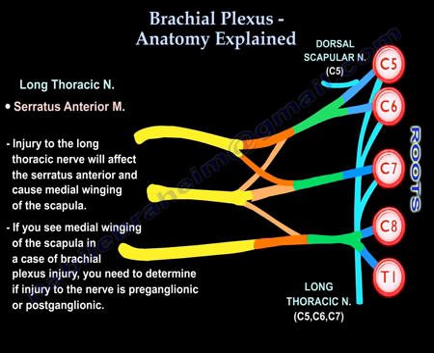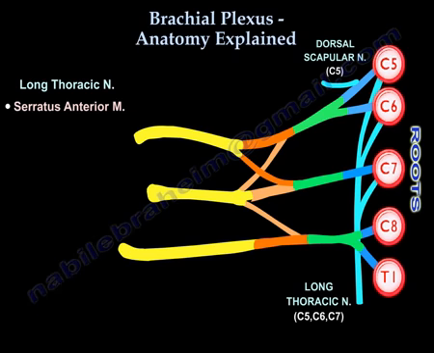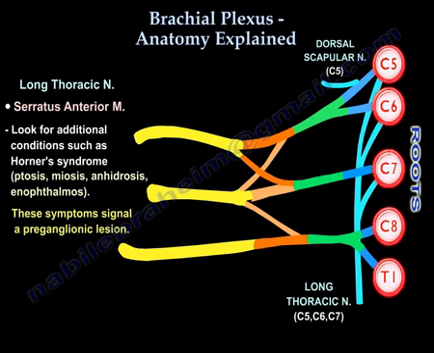If the serratus anterior is affected, you get medial winging of the scapula. If you see a medial winging of the scapula in a case of brachial plexus injury, you need to determine if that lesion is preganglionic or postganglionic. So you're going to look for additional things like Horner's syndrome, which is ptosis, miosis, anhidrosis, and enophthalmos. That sounds bad. So if it is bad, it's preganglionic.